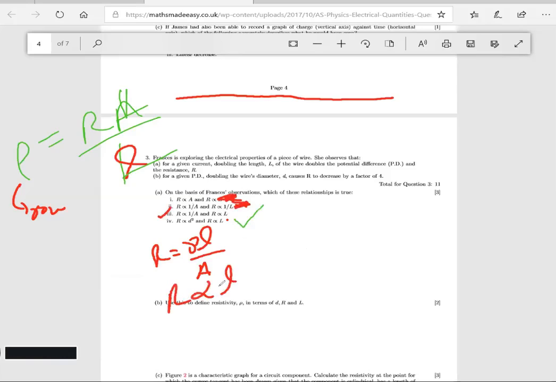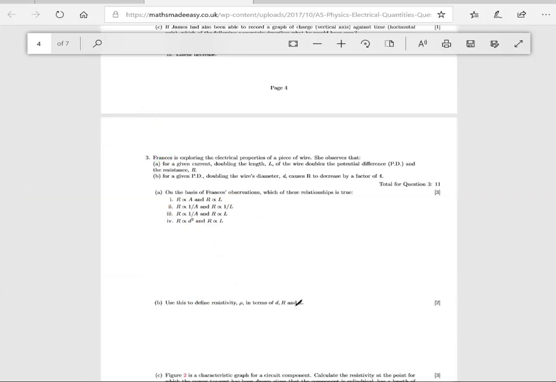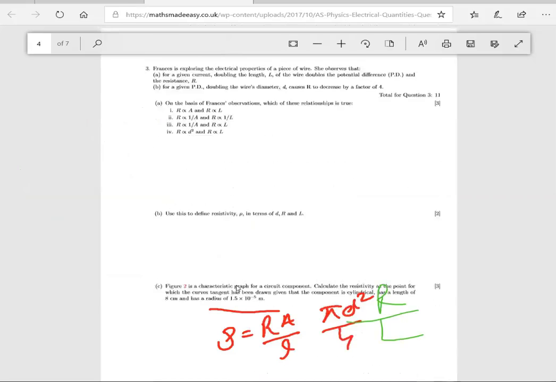That's right. Not the last one. The third one is right. R has a direct relation with L and an inverse relation with area. Both are right? No, both are not right, because this is area, D squared. Next. You can write it easily. R is equal to rho L over A, where A is pi D squared divided by 4. Yes, pi D squared over 4 and rho L over A. Next question.